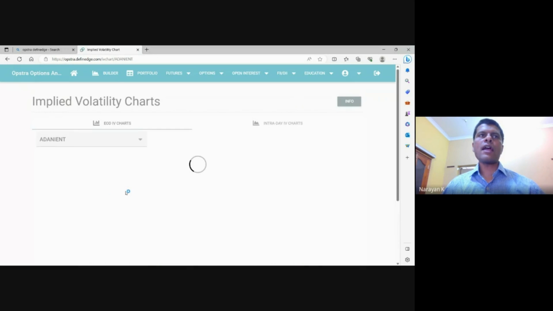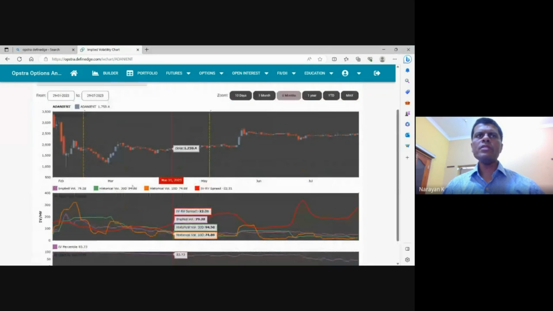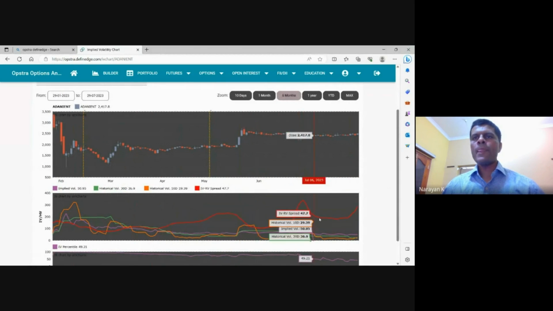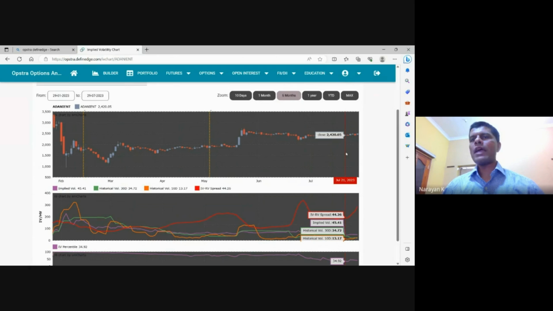So let me check some of the IV charts in order to explain to you. Suppose I click on Adani Enterprise. This is your price movement. You can see there's a flat price movement right now. And if you have seen, the realized volatility is much lower than the implied volatility. That is why your IV minus RV spread is a positive number. That means the implied volatility, the price which you are paying for an option premium, is quite high. So please be aware of it. So IV minus RV spread is a positive number. So if you're an option buyer, you should be very careful with this kind of plotting.